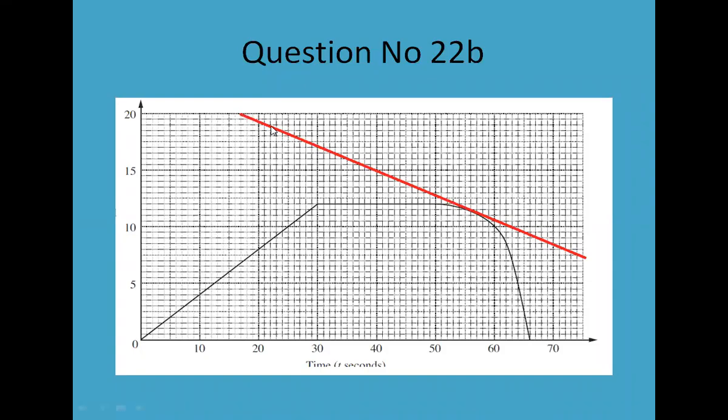So here you can see I have shown at 55 how you draw a tangent. A tangent is a line which will touch that curve only on that point. So this red line shows a tangent, and on this red line you can take any 2 points, note down their coordinates, and then I will find the gradient of that line, that tangent, by applying the formula of the slope. So let me show you.